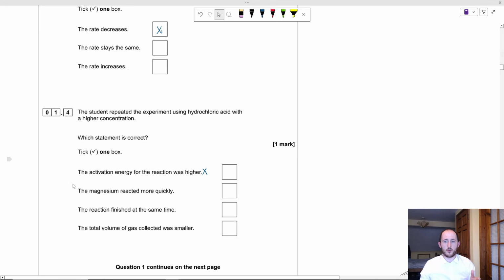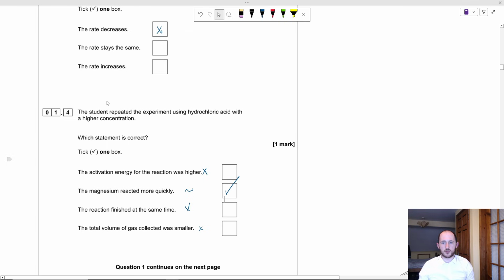The magnesium reacted more quickly. Well, there's more hydrochloric acid particles, so I could see that working. So this one looks probably right. The reaction finishes at the same time. Well, if the magnesium reacts more quickly or slowly, then it won't be at the same time. And then the total volume of gas collected was smaller. Well, this shouldn't be the case, because remember, the gas produced is just going to be equal to the mass of the magnesium, right? Because all of it's going to react. So in other words, it's this one.